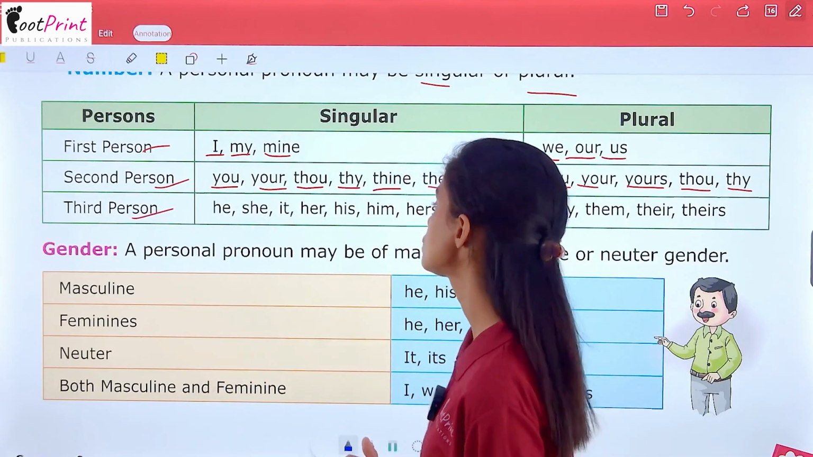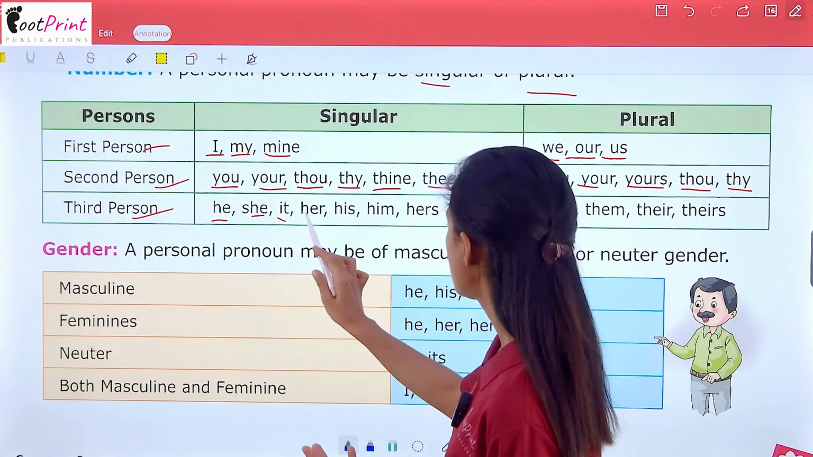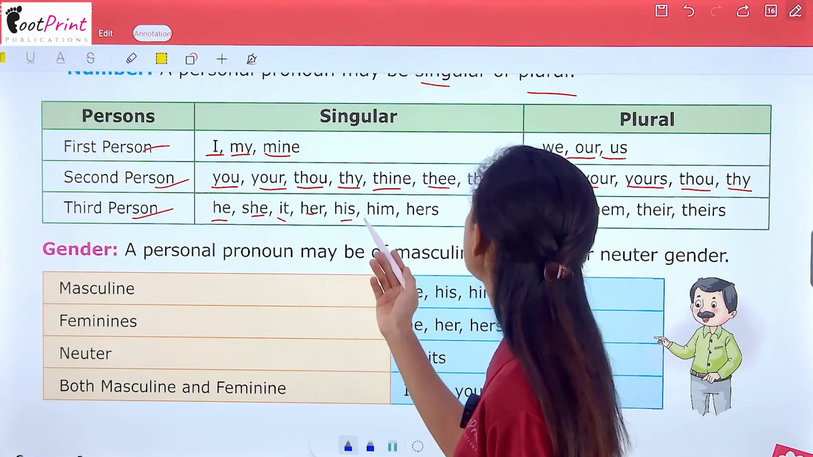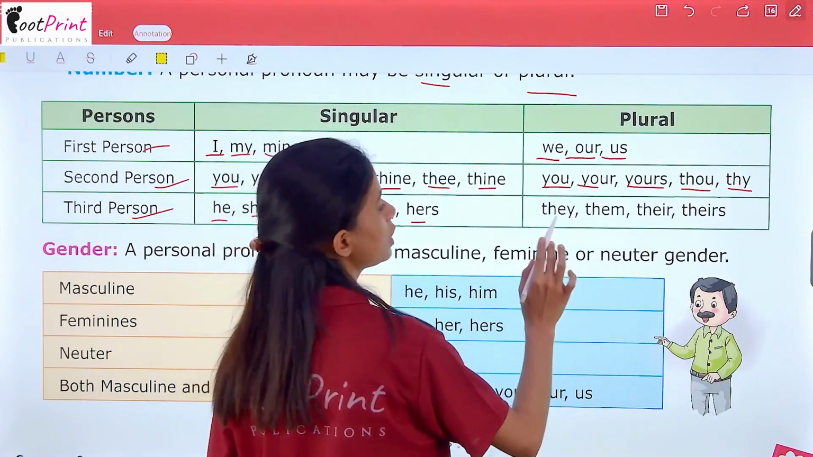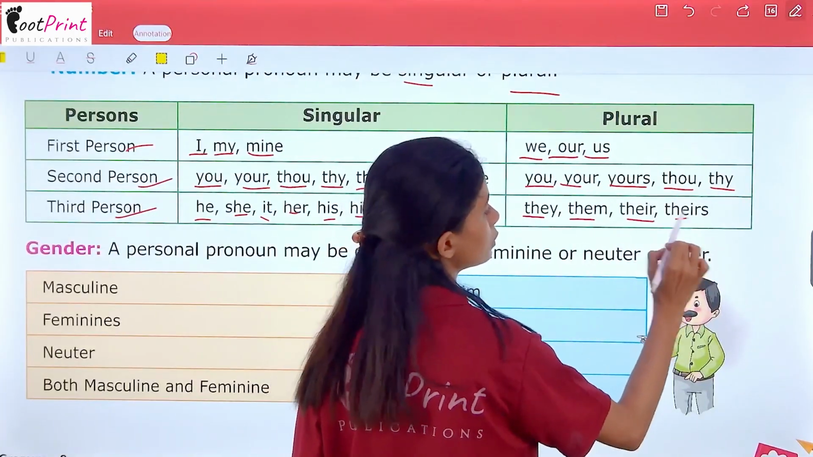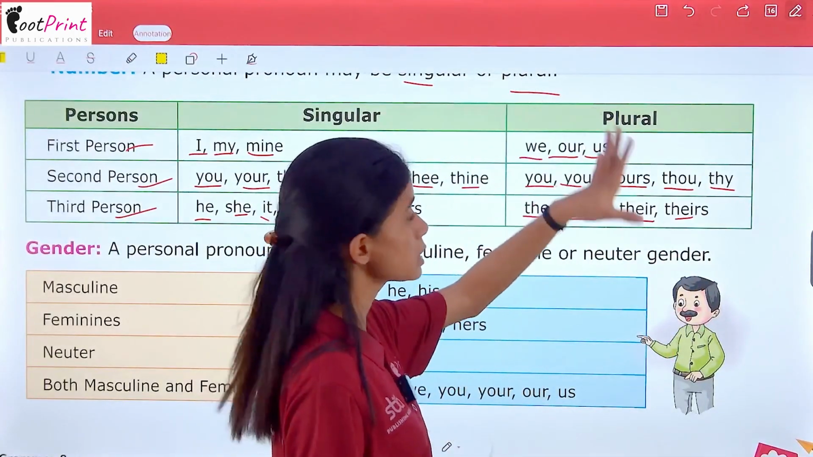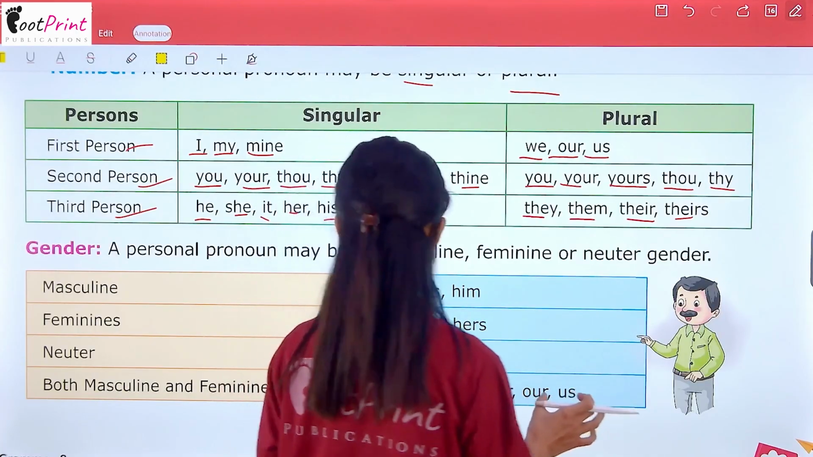Third person pronouns in singular are he, she, it, her, his, him and hers. Now, in plural, we have they, them, their and theirs. Alright, so this is the table and if you learn it, it will be very helpful for you.